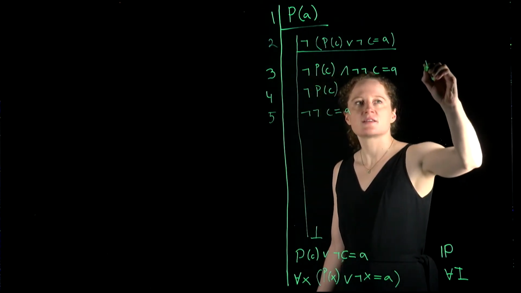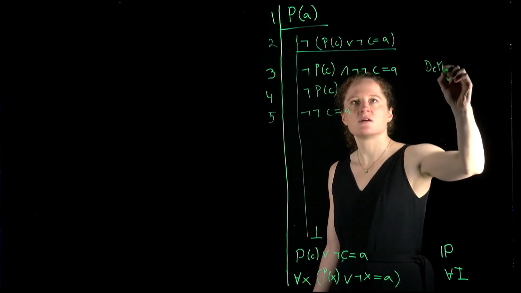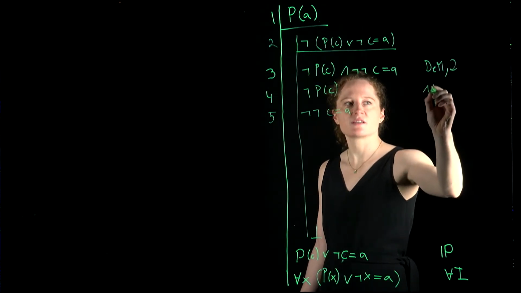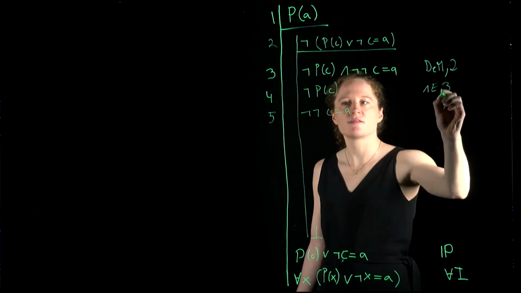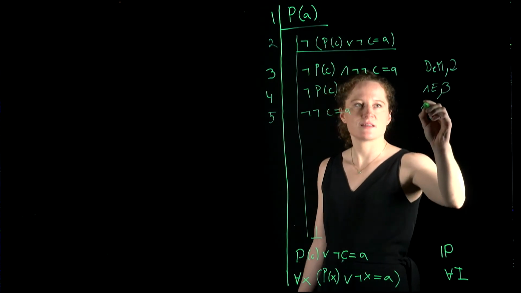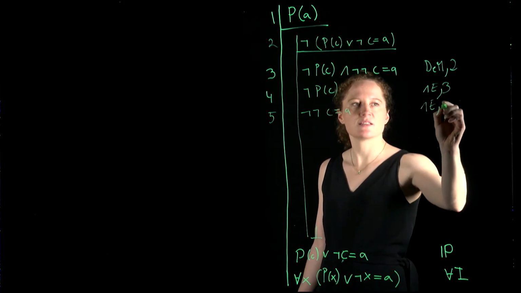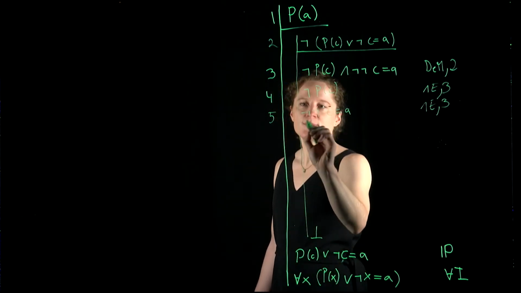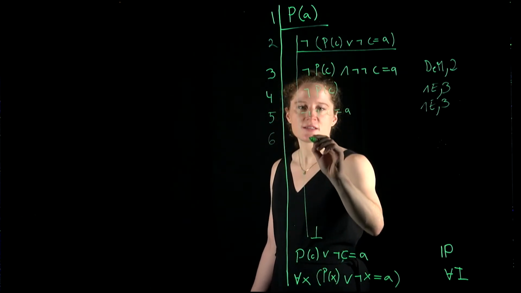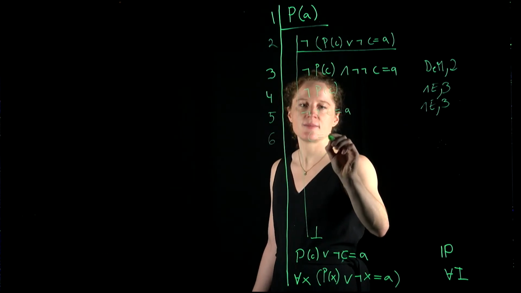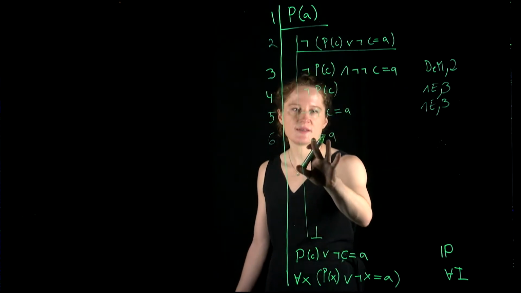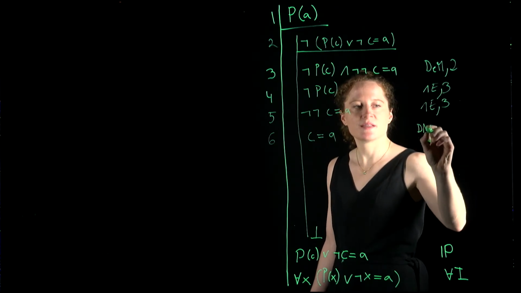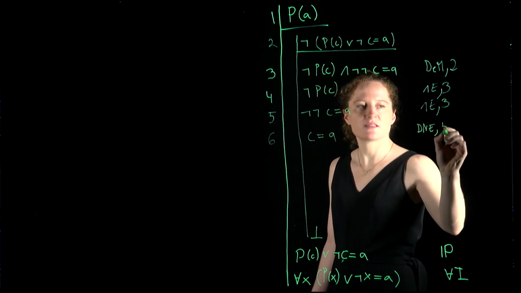So line 3 is justified by De Morgan's law applied to line 2. Line 4 is justified by conjunction elimination applied to line 3. And line 5 is also justified by conjunction elimination applied to line 3. And now I see a double negation here, so I'll just go ahead and eliminate this double negation, which gives me C equals A, justified by double negation elimination applied to line 5.